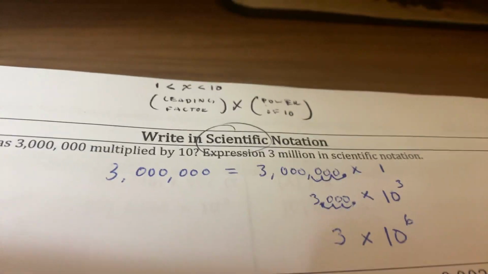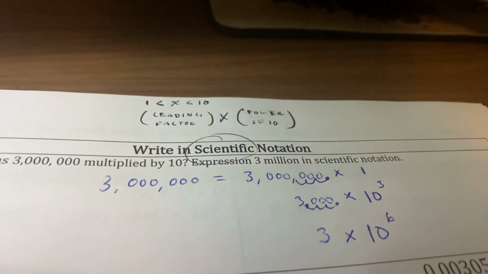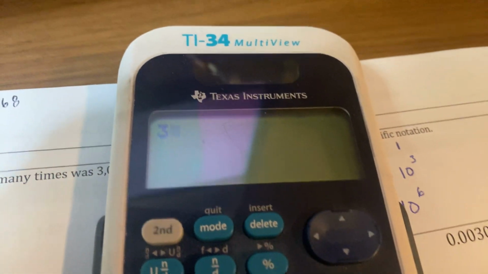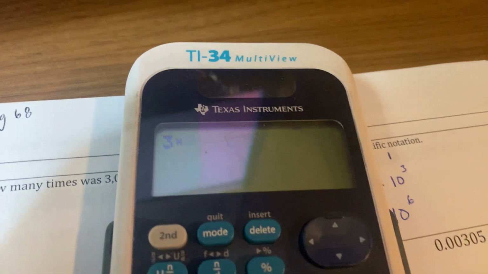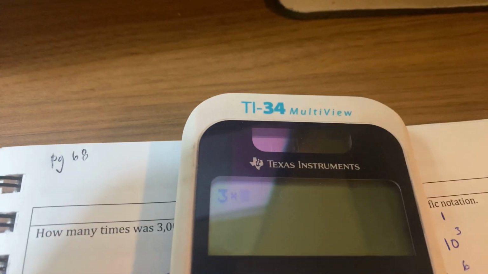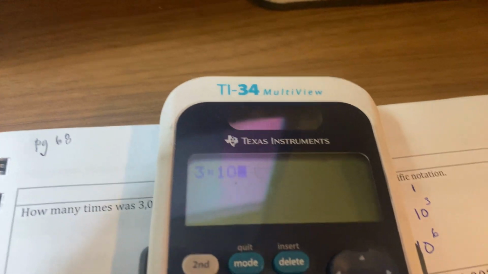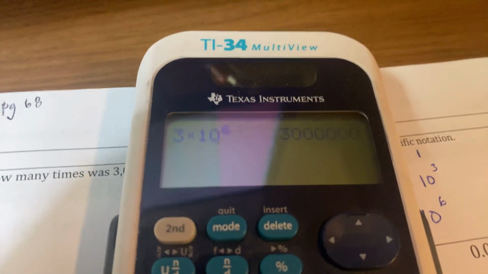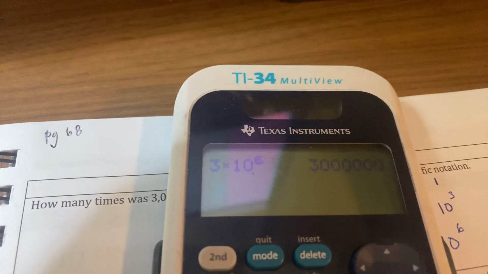That's absolutely correct. Plug that in your calculator. See if you get the same thing. Plug it in. I'm not lying to you. 3 times 10 to the 6th power. Mr. Lyons ain't here to lie, all right?